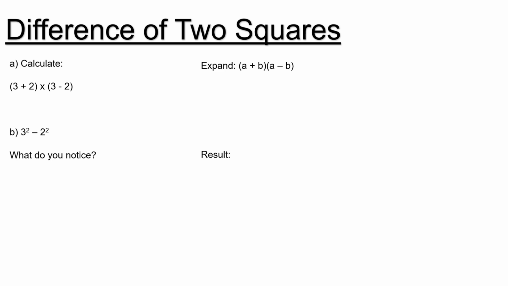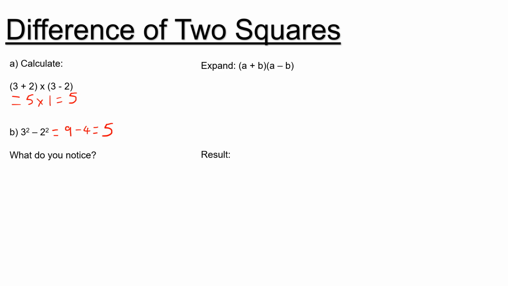Firstly, have a go at calculating 3 plus 2 times 3 minus 2 as shown, and then 3 squared take away 2 squared. You should notice that the first is going to be 5 times 1, which is 5, and the second calculation is going to be 9, 3 squared, take away 4, 2 squared, which is 5. We should notice that both of these expressions are the same.